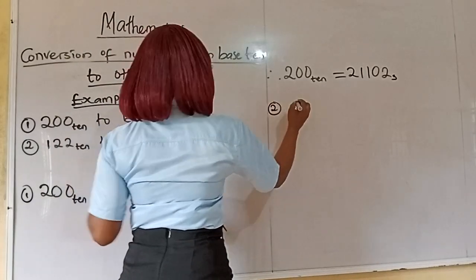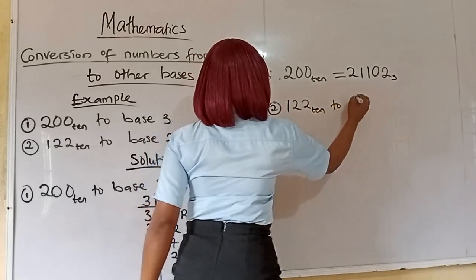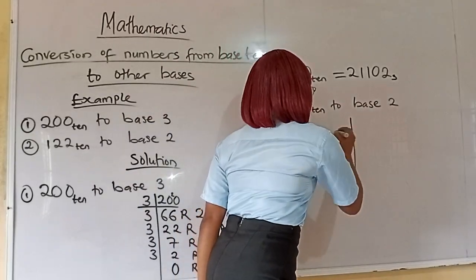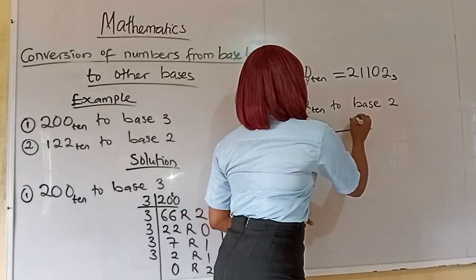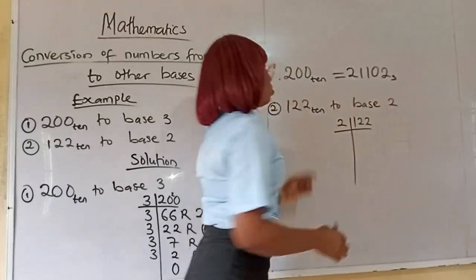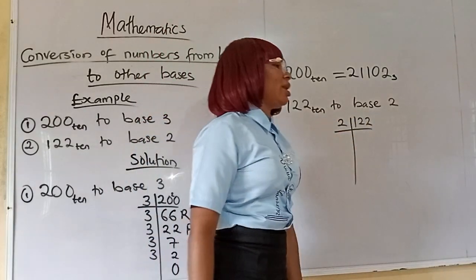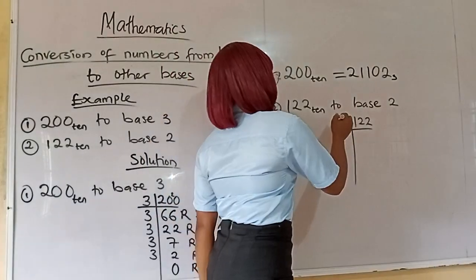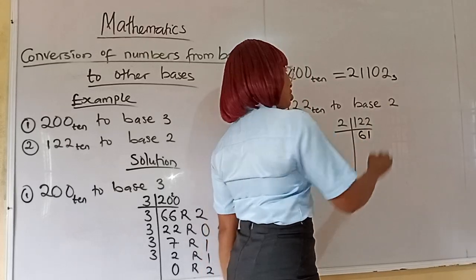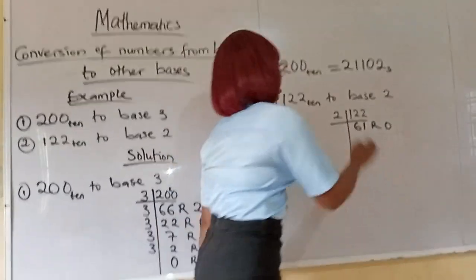Number 2, you are asked to convert 122 in base 10 to a base 2 number. Remember what we said. You draw your line. The number you are converting, 122, is here, and the base you are taking it to will be here. You constantly divide this number by this base till you reach the end, taking note of your remainders. 2 into 12 we know is 6. 2 into 2 we know is 1. Is there any remainder? No remainder. When 2 divides an even number, there is no remainder.